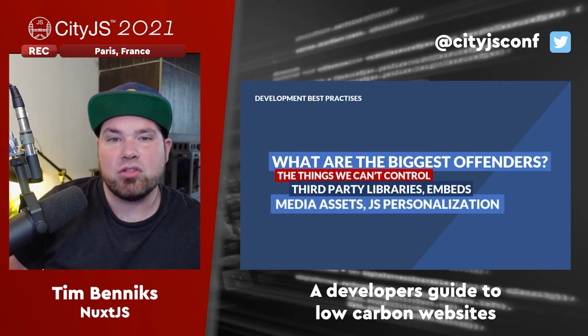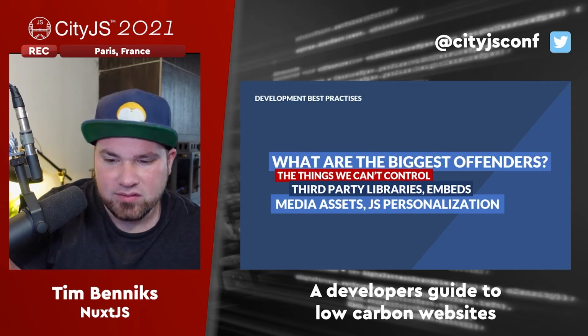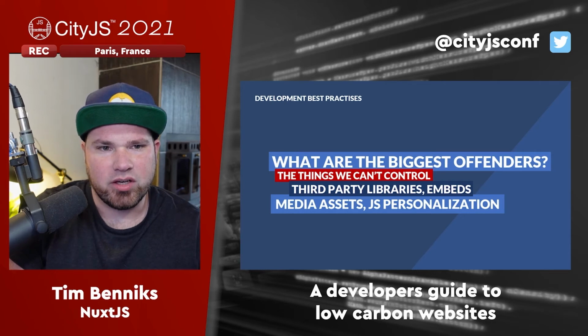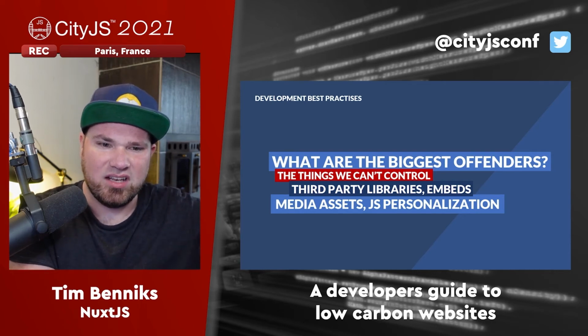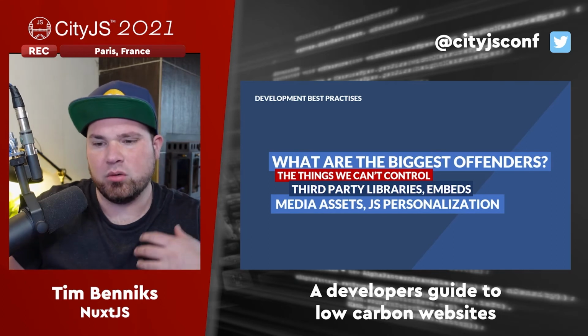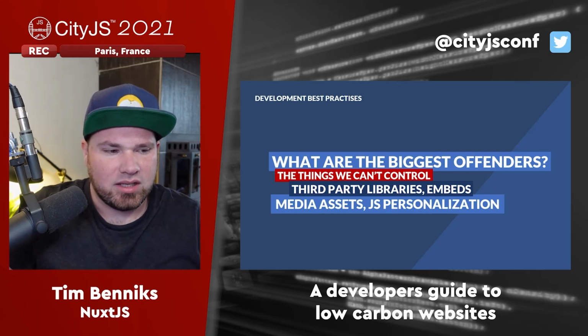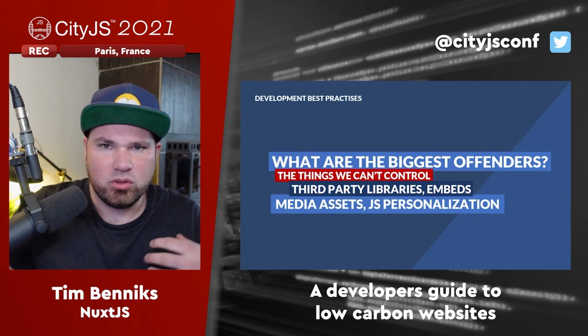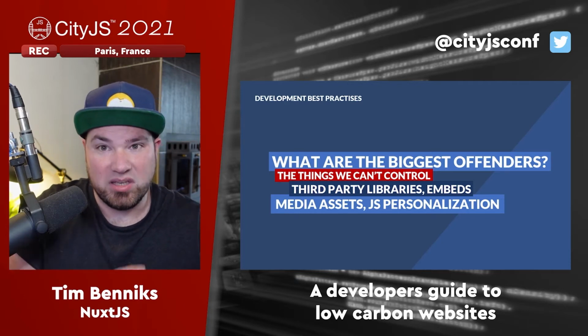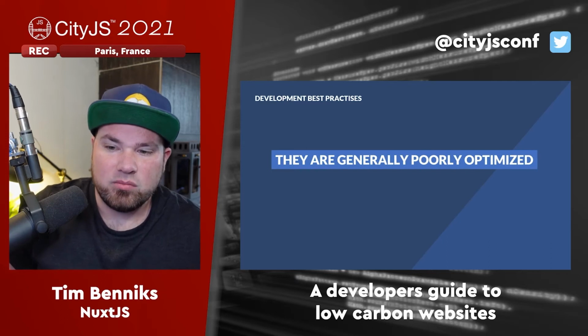It's actually the third-party libraries, the embeds, the media assets, the old school JavaScript personalization files with all variations in a JS file loading on the page, changing your DOM, third-party libraries that actually embed themselves but do that very slowly. This is the stuff we cannot really control, because the business needs them. That's the hardest bit, right?